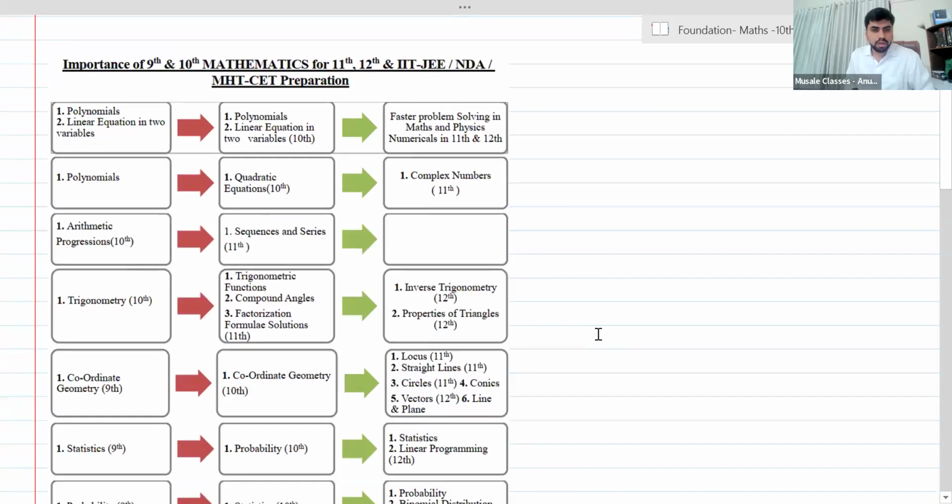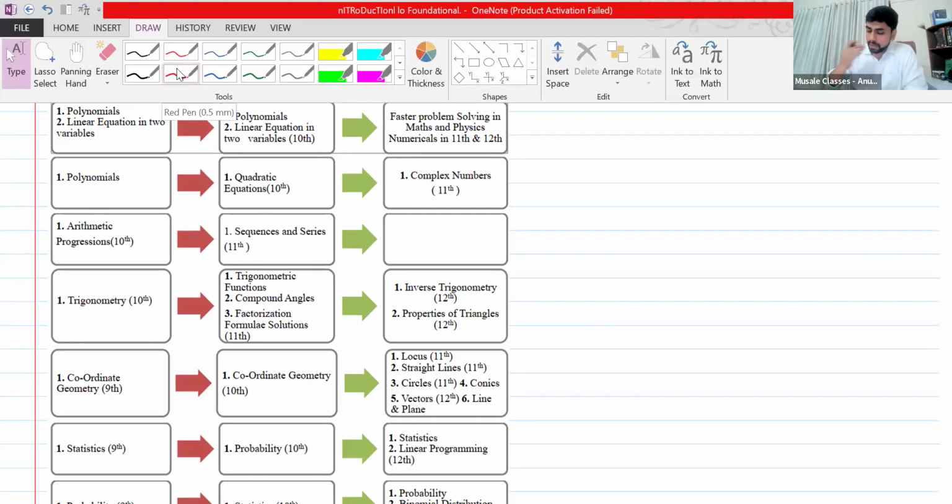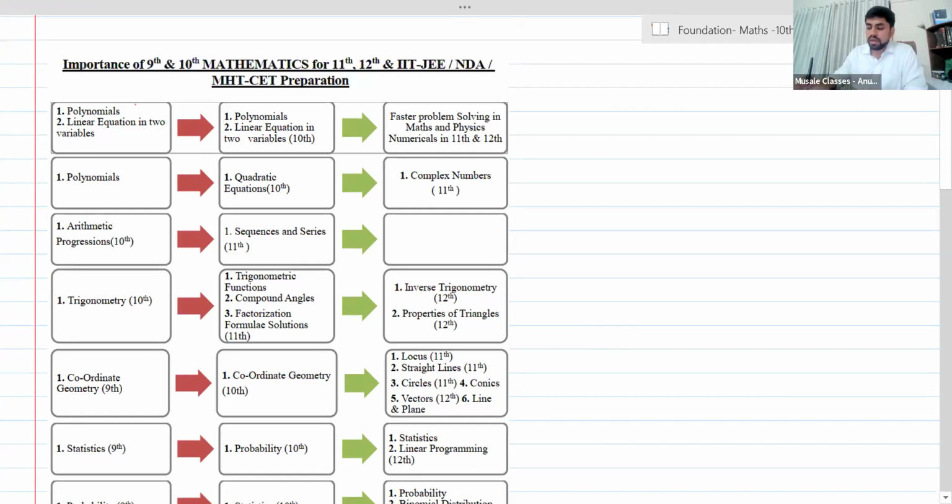I hope you all are able to see the screen now. So, children, based on your 9th and 10th standard mathematics, let's understand why our maths is important. In 9th standard, we've studied polynomials and linear equation in two variables. In 10th standard also, we are studying polynomials and linear equation in two variables.